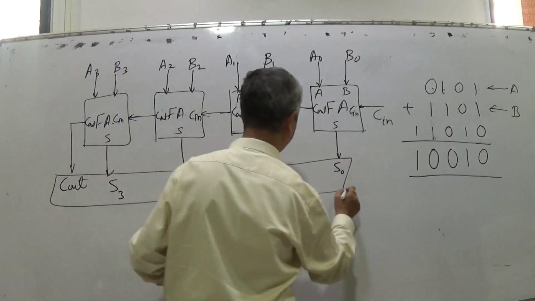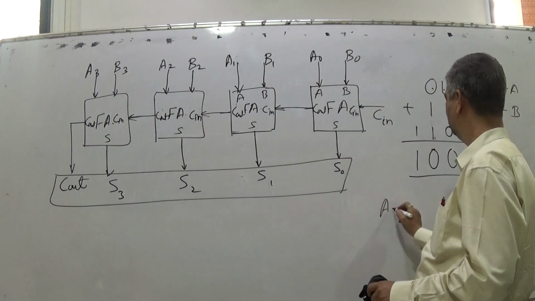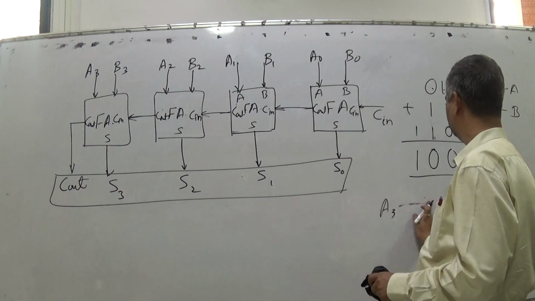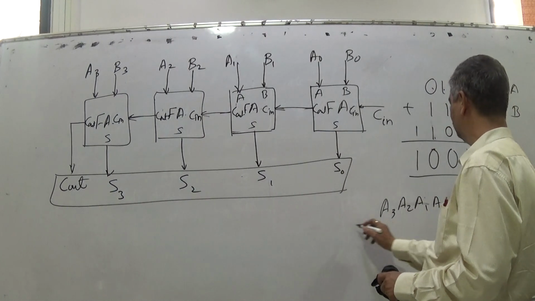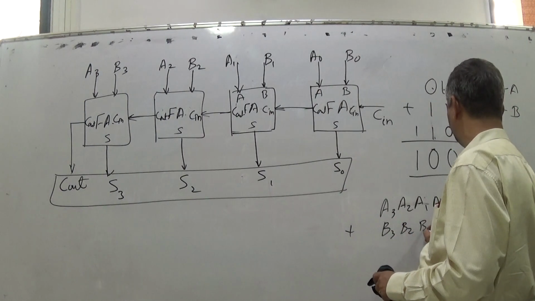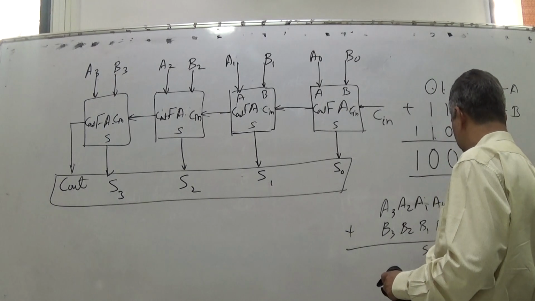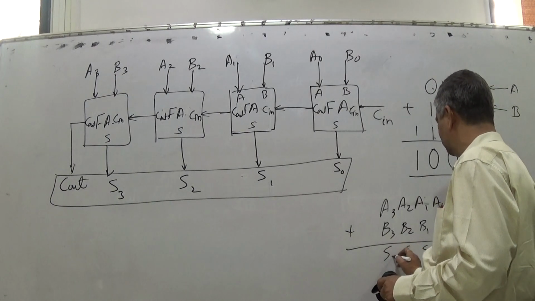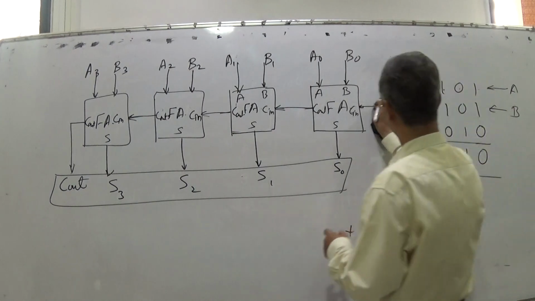So addition of A3, A2, A1, A0 plus B3, B2, B1, B0, we get S0, S1, S2, S3 and the next carry. And this carry is to be grounded.